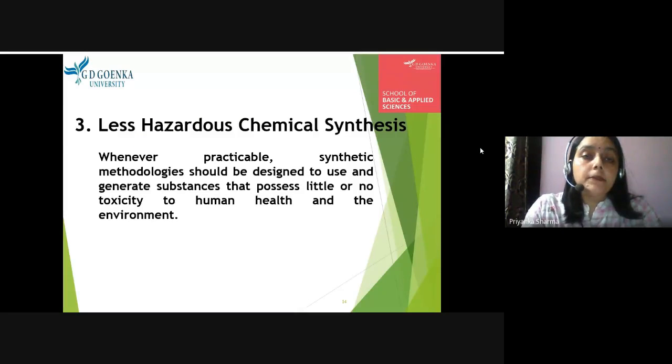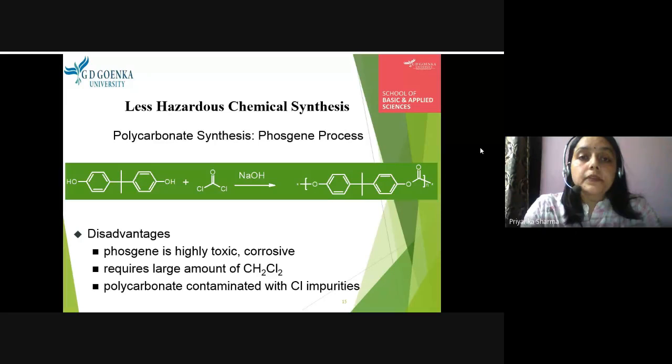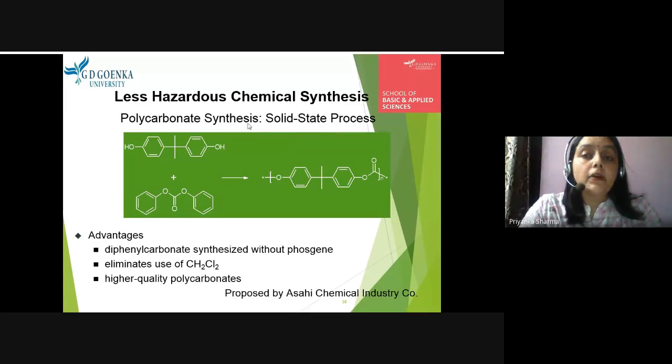The third principle of green chemistry says that for any chemical synthesis we are doing, the methodology should use less hazardous substances. That means it should not affect living organisms or the environment, so that should be minimized as much as possible. For example, here is the synthesis of polycarbonate. For this synthesis, one of the reactants is phosgene, and we all know this is a quite toxic and very corrosive substance. So instead, an alternative pathway has to be applied, and we have chosen the solid state process. In that route we are not using phosgene, and we also eliminate the use of dichloromethane.